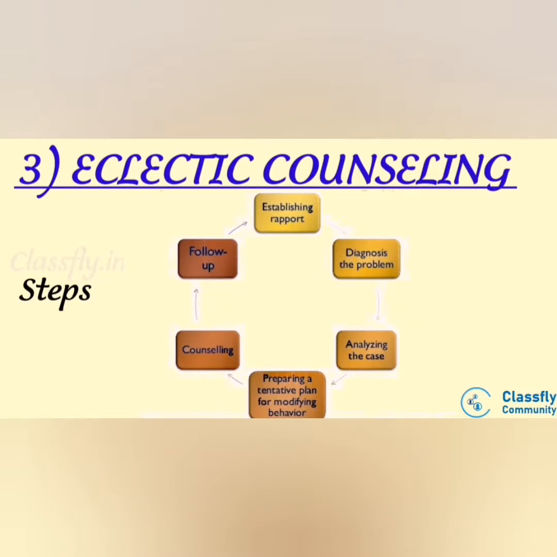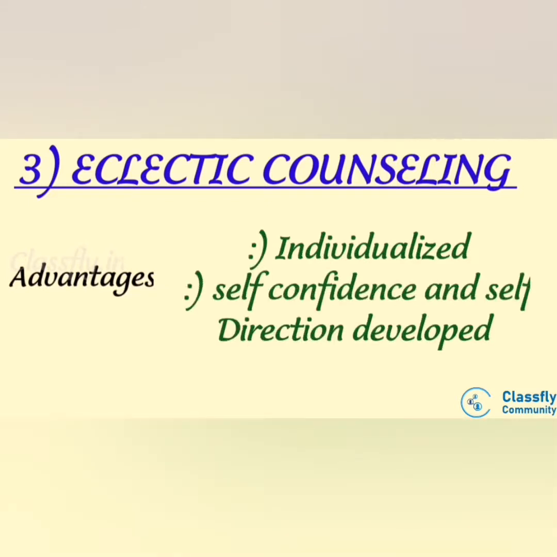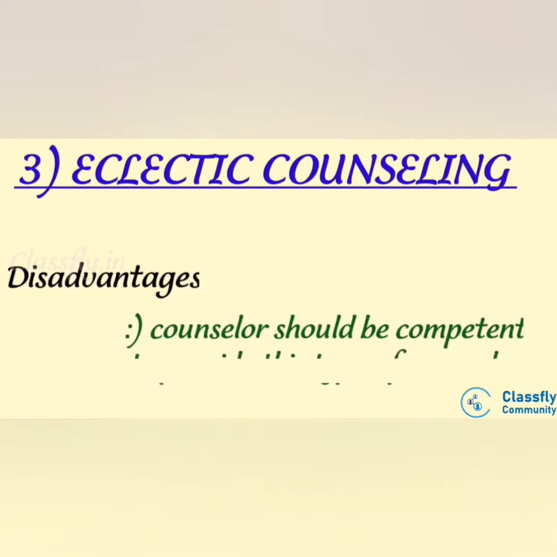Second one is a tentative diagnosis, which involves the collection of history and plan of counseling. Third one, assimilate the information about him or her. Fourth one, the counselee achieves emotional insight and alters his or her behavior and perception. Fifth one, the counselee makes a decision and plans to solve the problem, that means the termination phase. The main advantages are it is individualized, and self-confidence and self-direction are developed. The disadvantages are the counselor should be competent to provide this type of counseling.